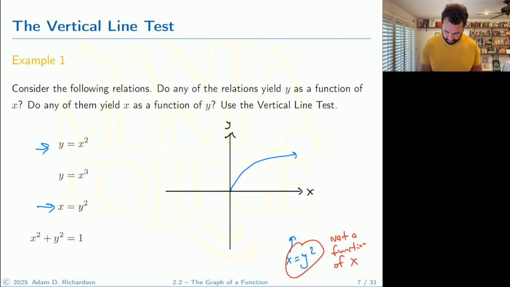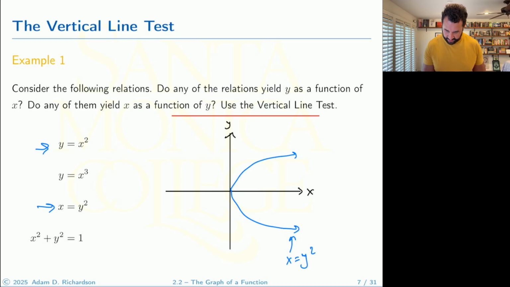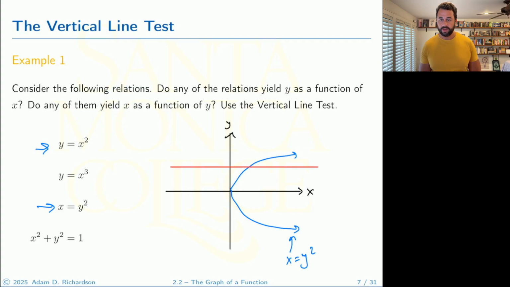Erase this stuff. Oops, too much. All right, let's make a horizontal line now. I'm going to do it right here, and move it around. Now, if I look at this horizontal line, look, it's only touching the graph at one point at a time, right? Just like that.